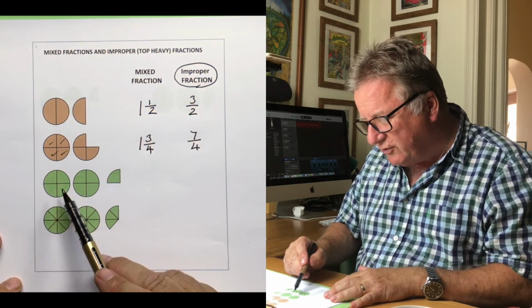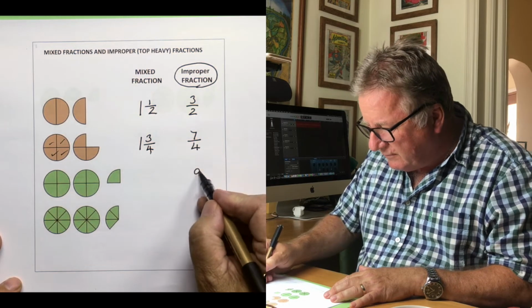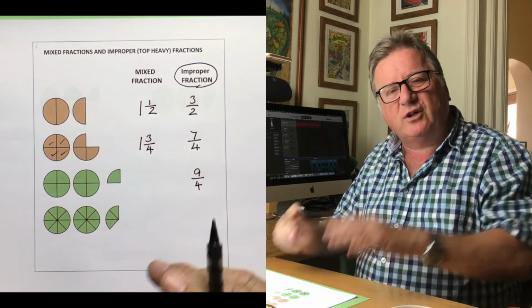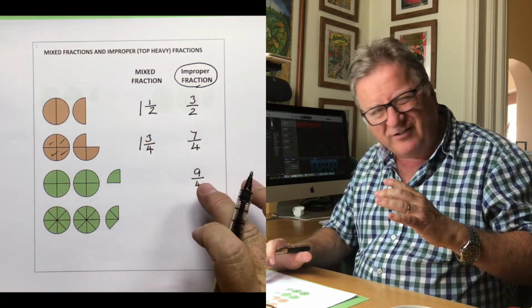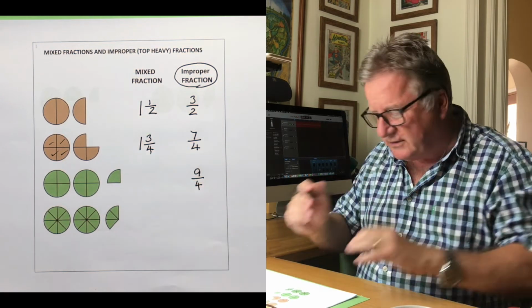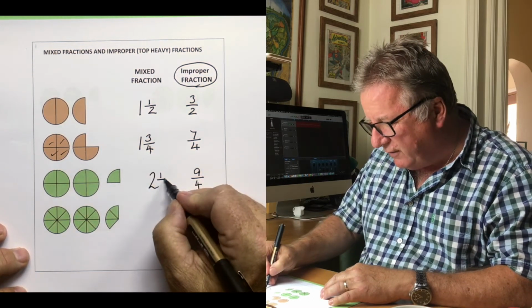I've got 1, 2, 3, 4, 5, 6, 7, 8, 9 quarters. How many quarters in a whole one? There's 4. So I've 9, so I need 2 whole ones. And that gives me 8 quarters plus 1 left over.